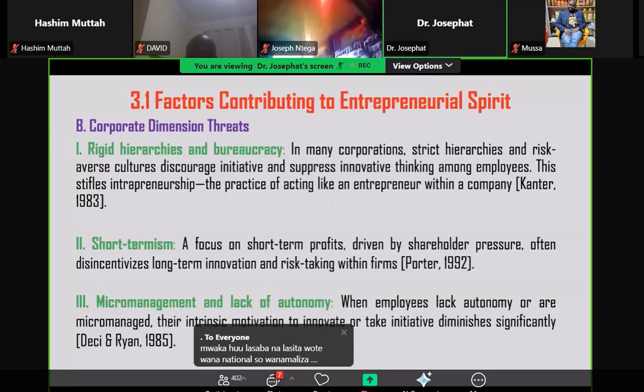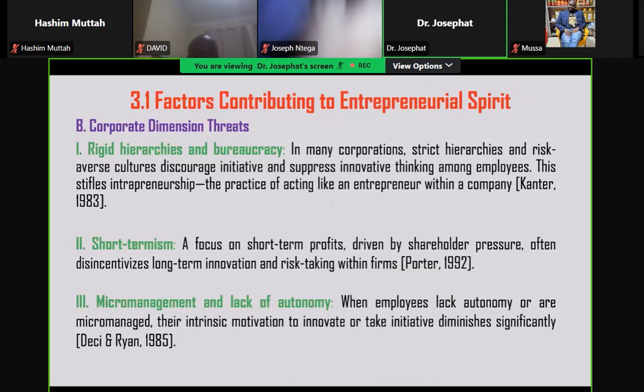Kwamba unakuta kwamba policy inasemaje? What are the procedure? Did you follow the procedure? The procedure said so and so and so. You are not supposed to do this and this and this. Even what you want to do is the right ways, but because the procedure does not allow, you cannot perform the task. So the second one, we talk about short-termisms.